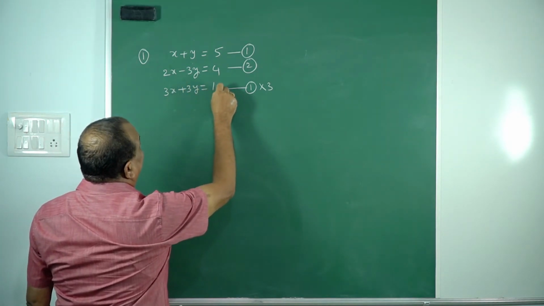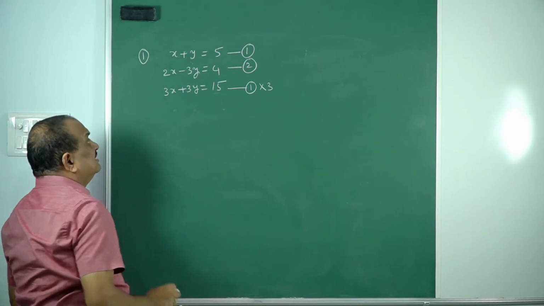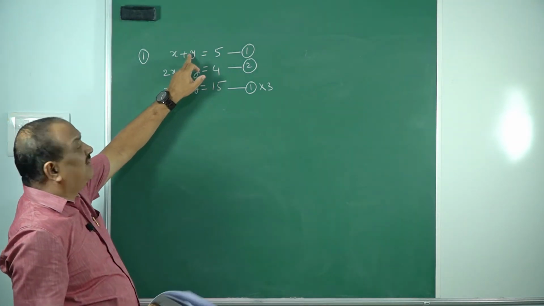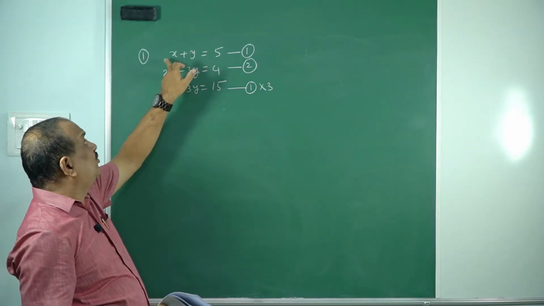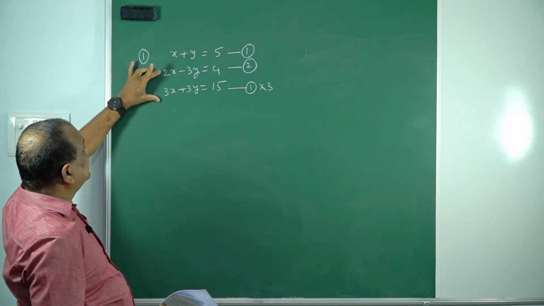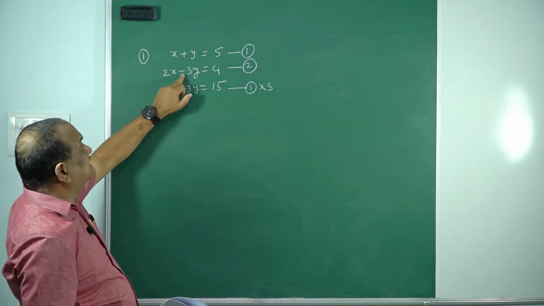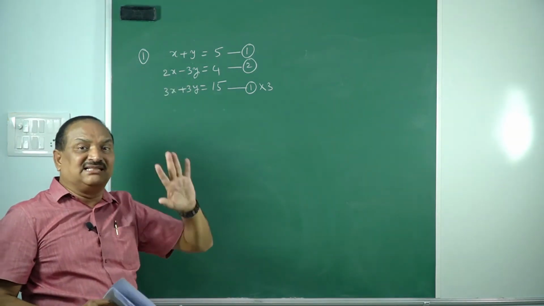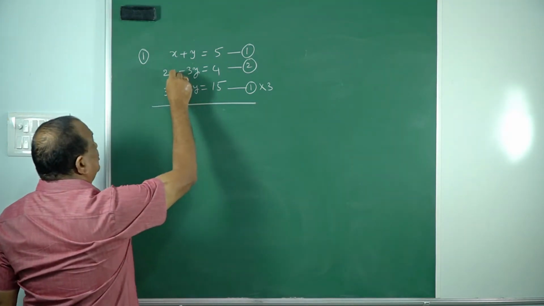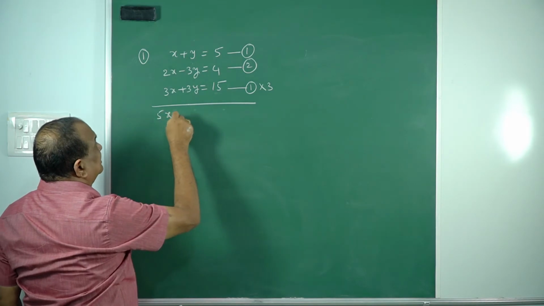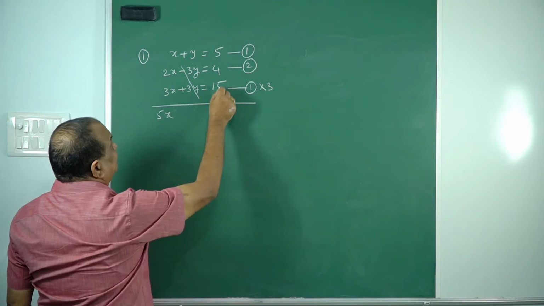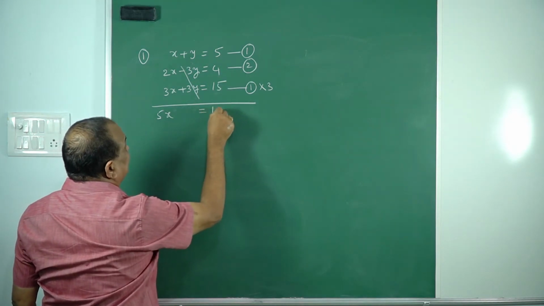3 times 5 is 15. Okay. So the advantage of this is, I had 1y, and when I multiplied throughout by 3, I got plus 3y. Now I have these two equations. This is plus 3y, this is minus 3y. When you add them, they get cancelled. So that's what I should do now. 3x and 2x will give me 5x. Plus 3y and minus 3y, they get cancelled. And 15 and 4, if you add up, it's 19.